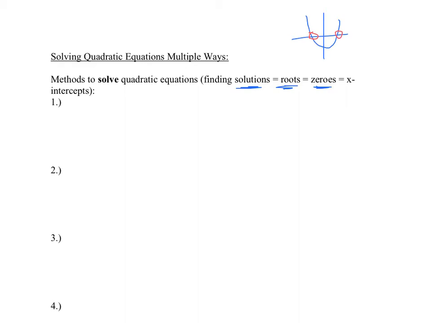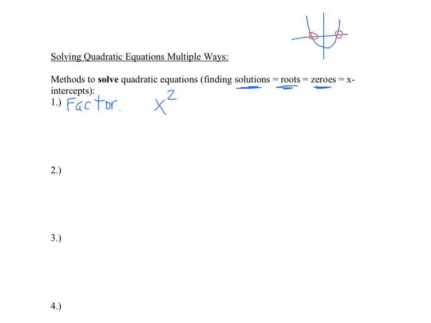So we're going to look at 5 different methods that we could potentially use to solve quadratic equations. The first one is to factor. You're not always going to be able to factor a quadratic, but if you are able to, you certainly want to use this technique. It's probably the easiest one to use.